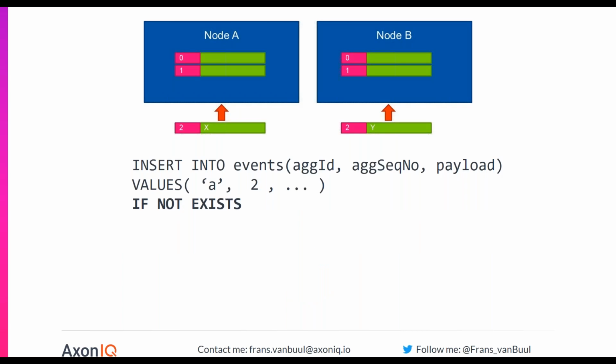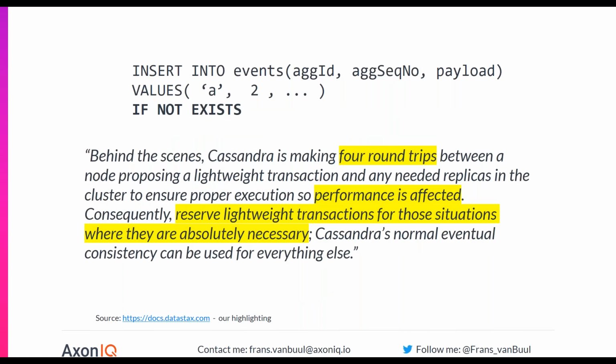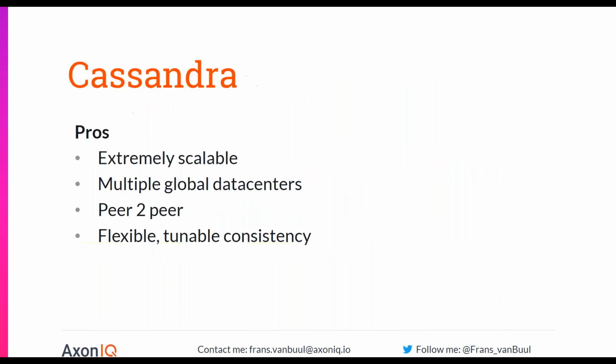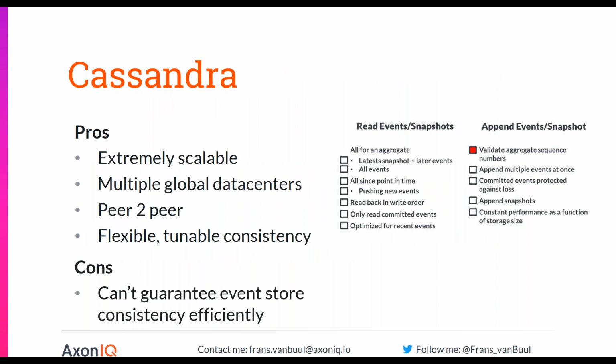Cassandra has a feature to prevent this from happening. It's called a lightweight transaction, and you do that by adding the if not exists clause to an insert statement in Cassandra. However, this has a huge performance penalty. Cassandra will need to make 4 round trips behind all the involved nodes to make this happen, so it doesn't really work well. So Cassandra's problem is that it cannot guarantee event store consistency efficiently. Either you get the performance and scalability of Cassandra, or you get consistency guarantees, but you cannot get both.